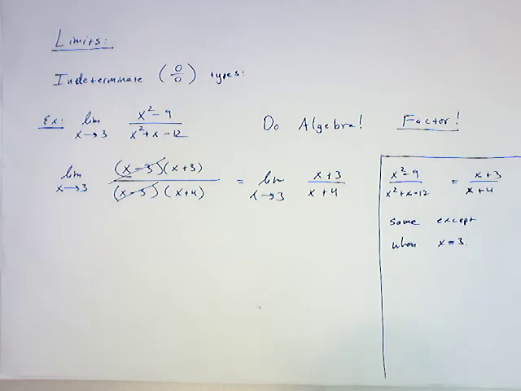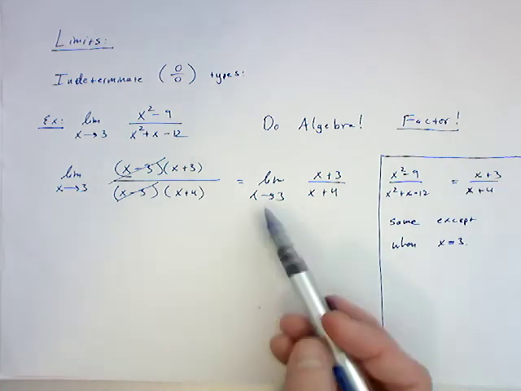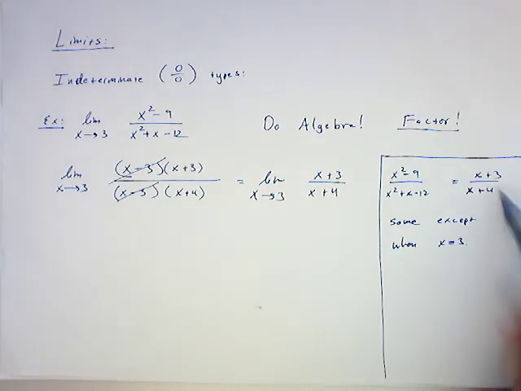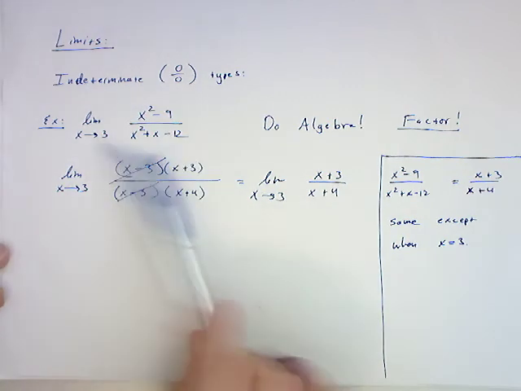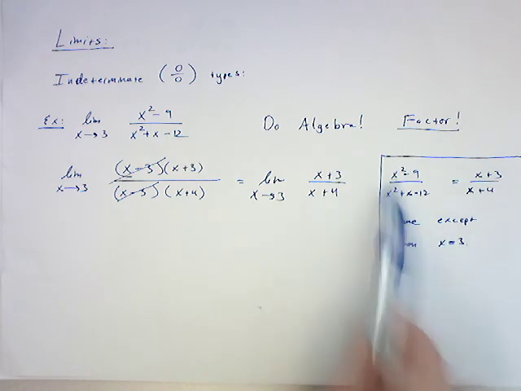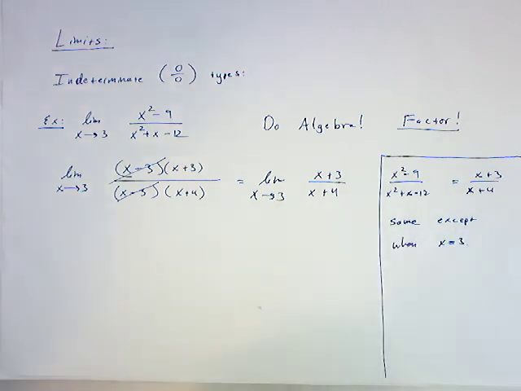But here's the thing I'm trying to emphasize. When we're taking the limit as x approaches 3, we don't actually care what's happening at 3. So for all intents and purposes, this function and this function are the same everywhere they need to be, which means that the limit of this and the limit of this also get to be the same, because these functions are the same everywhere close to 3, just not at 3.